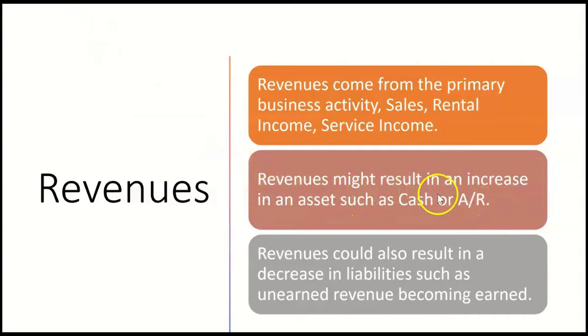Revenues often result in an increase in an asset. But revenues could also result in a decrease in liabilities, such as unearned revenue, which is cash collected in advance, becoming earned. So if that happened and you collected a bunch of cash in advance, at the time you collected it, you debited cash and credited unearned revenue. And now that it's being earned, you'll debit unearned revenue and credit earned revenue. The account unearned revenue is a liability. And as the revenue is earned, that liability, unearned revenue, is decreasing.